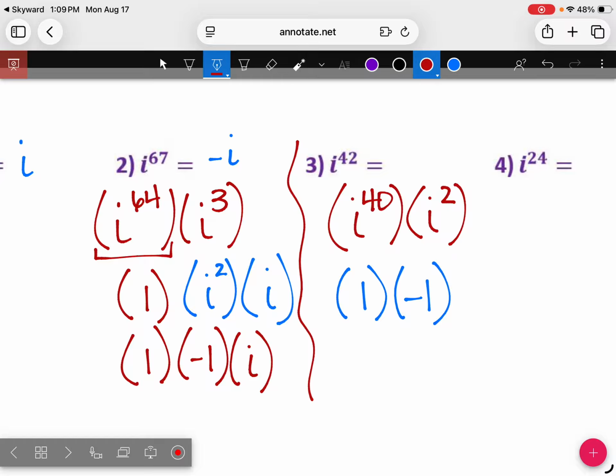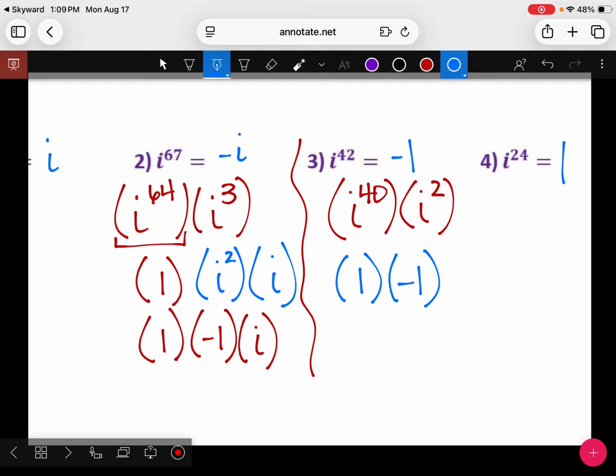And that's why I'm saying, if you remember these 4, then you're okay. Because after you take out that highest power, you're only going to have either an i squared or an i cubed. That's all you can have left, if you take out the right number. All right, 24. Is 24 on my list of numbers that I wrote? So what's the answer?